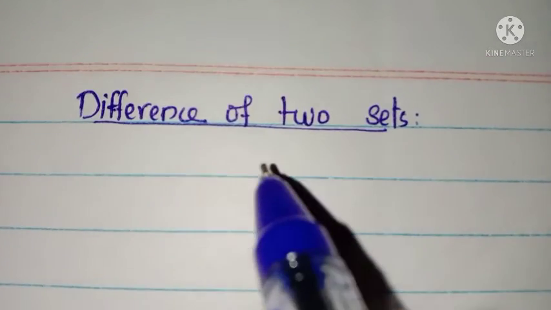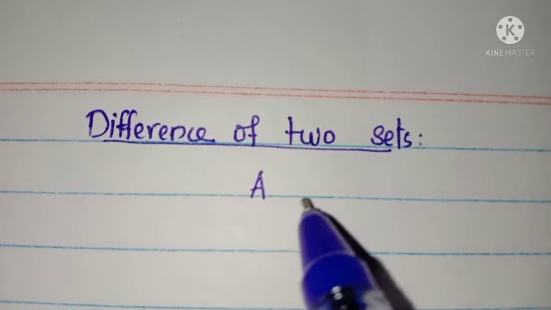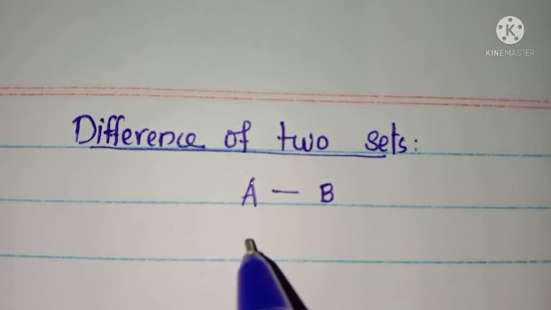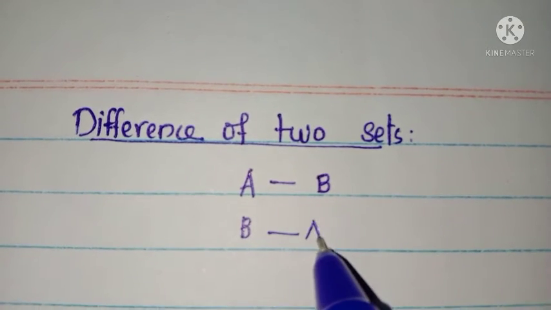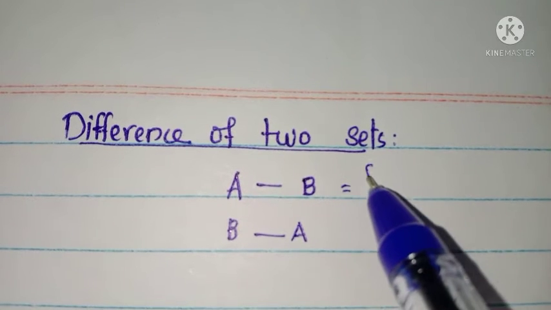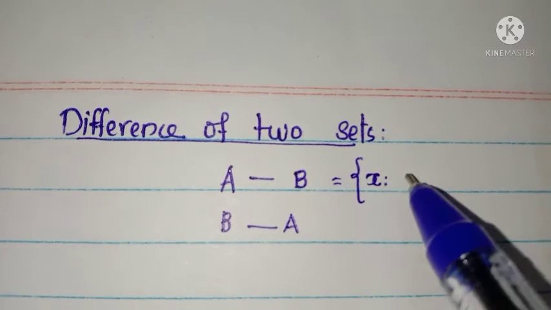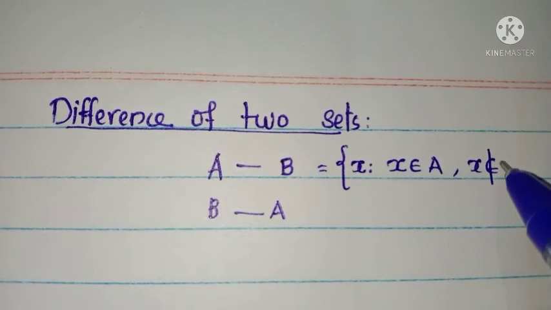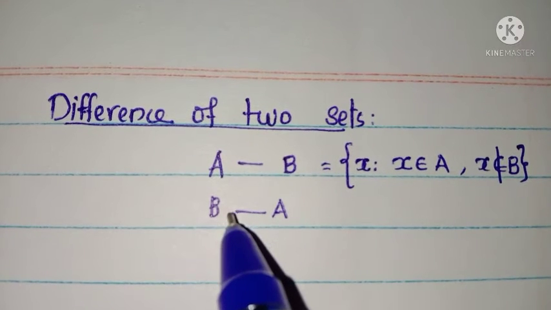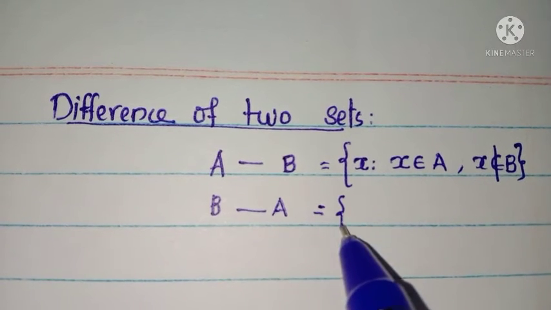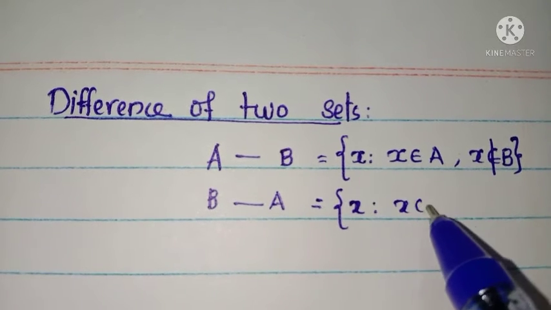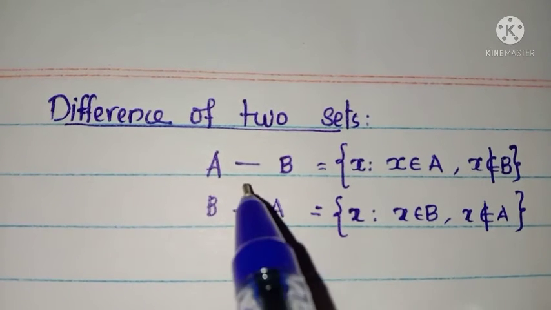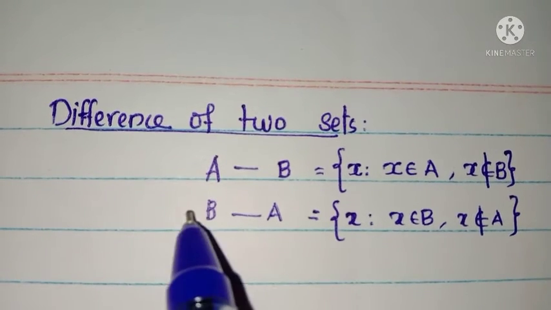Difference of two sets. Suppose we have two sets A and B, then we can define the difference of these two sets as A minus B or B minus A. Listen, A minus B is the set of all elements x such that the element belongs to A but doesn't belong to B. See the difference B minus A, which is defined as the set of all elements that belong to B but don't belong to A. So this is the difference between any two given sets A and B.